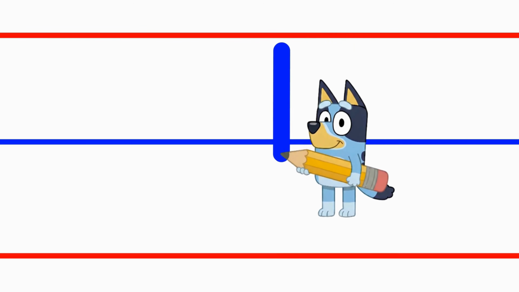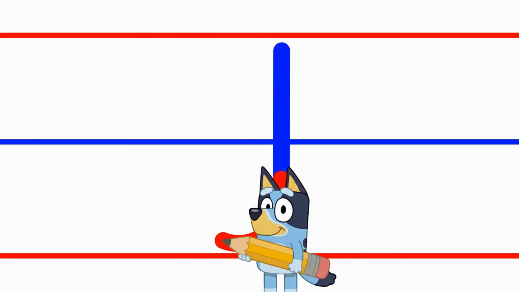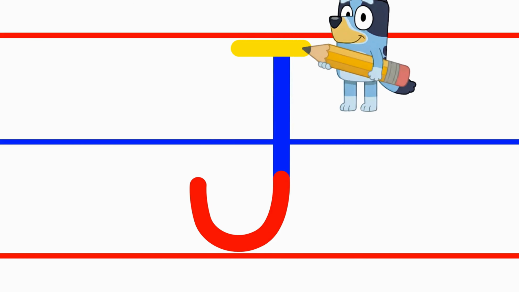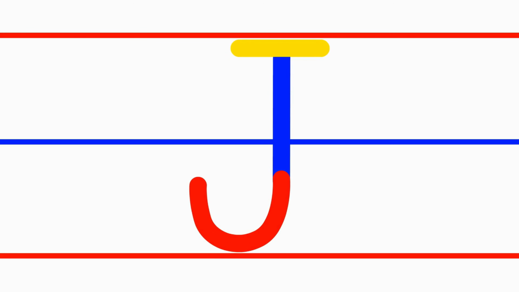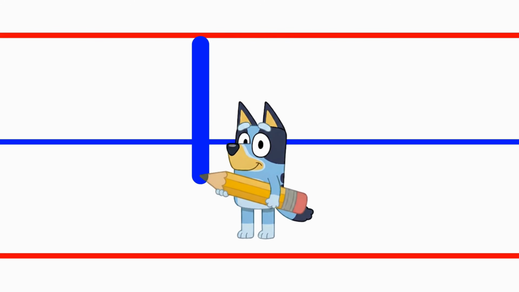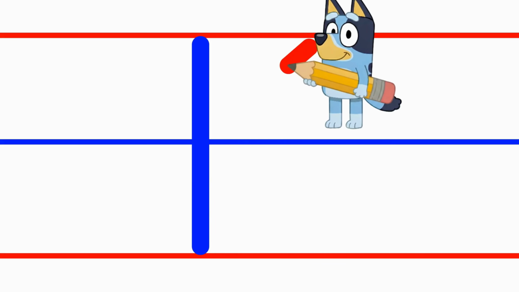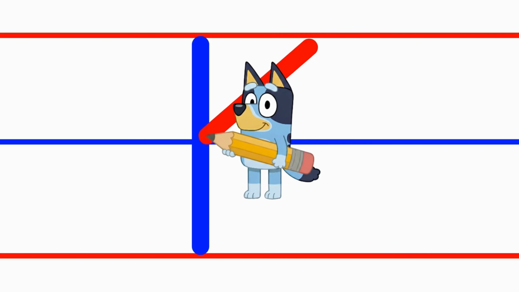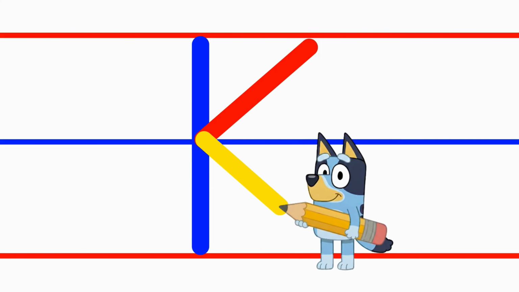Standing line and a half circle at the end. Capital J. Standing line. One slanting line going in, other slanting line going out. Capital K.